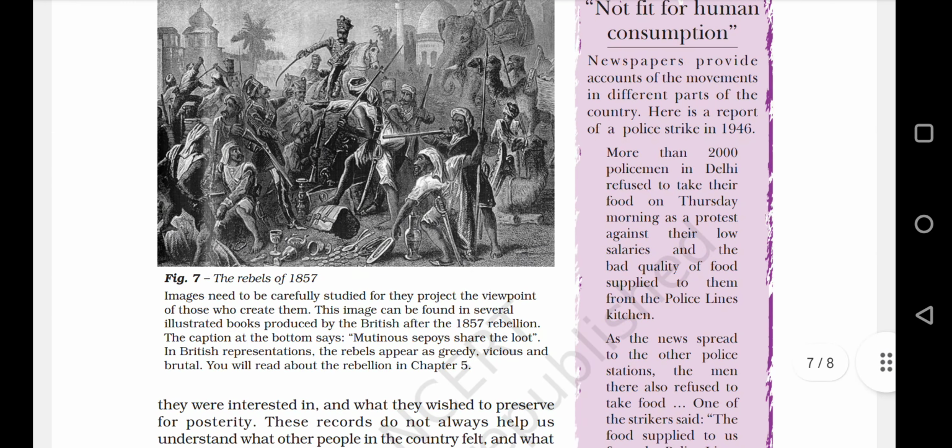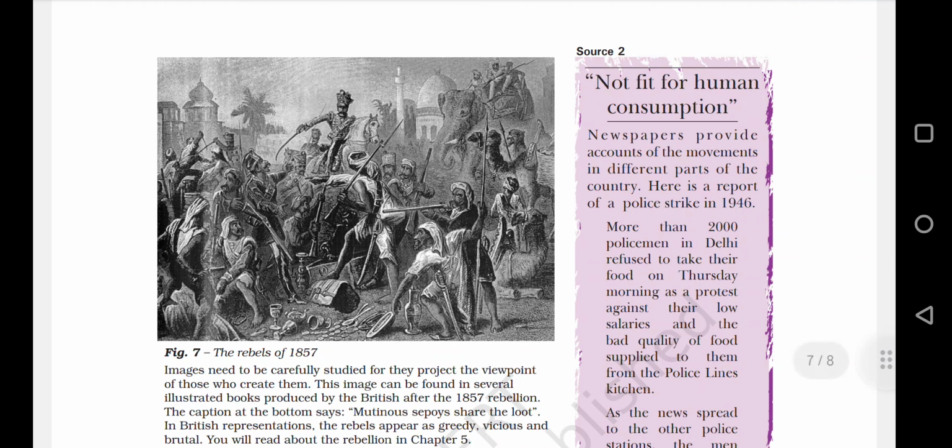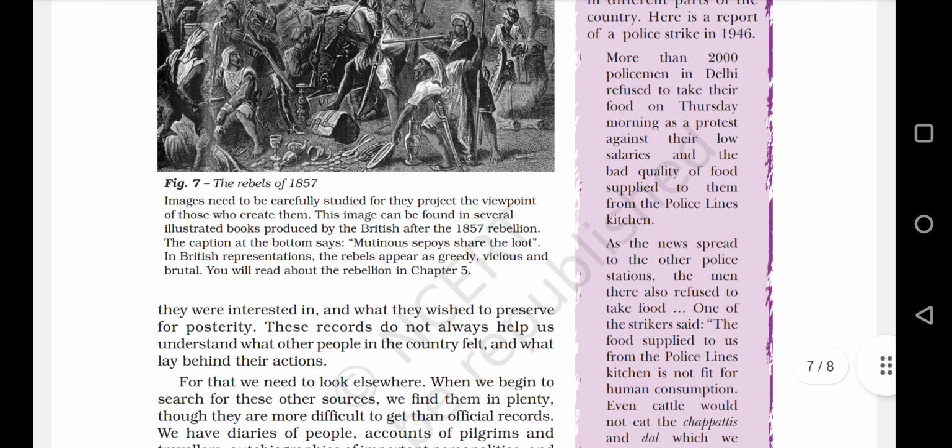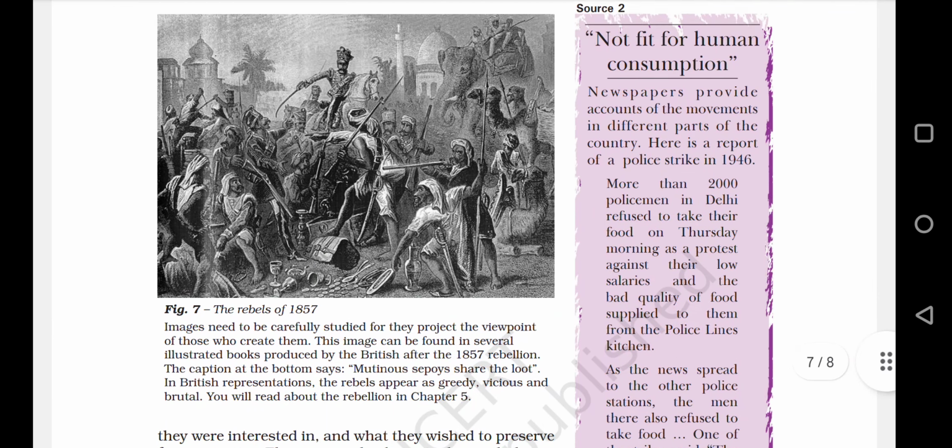Then this is a complete chapter, the revolt of 1857. It is a complete chapter in your book, so we'll be learning about it later. But yes, you should know that this was the first freedom war in India.